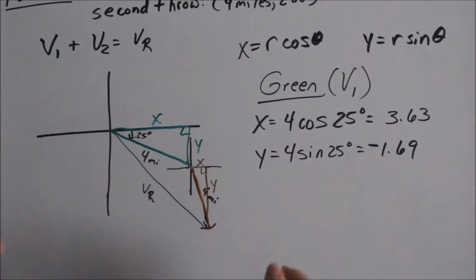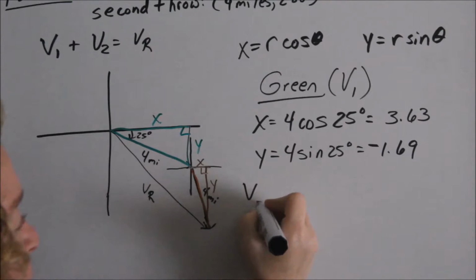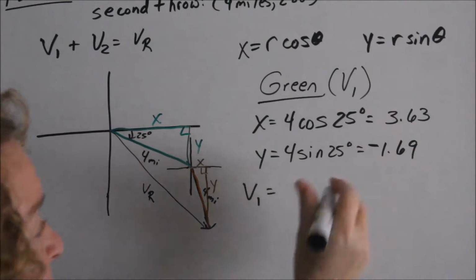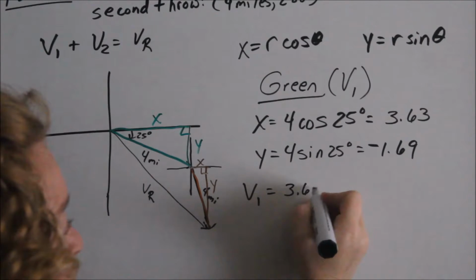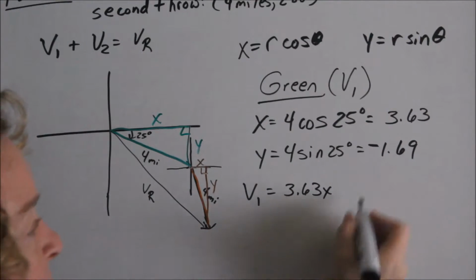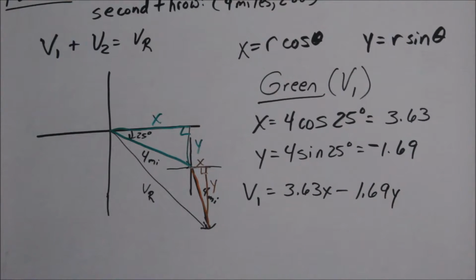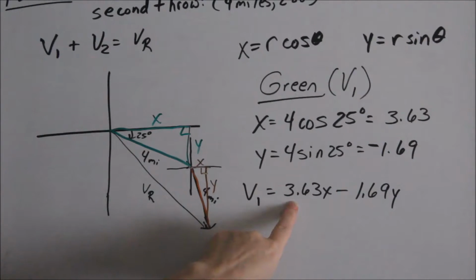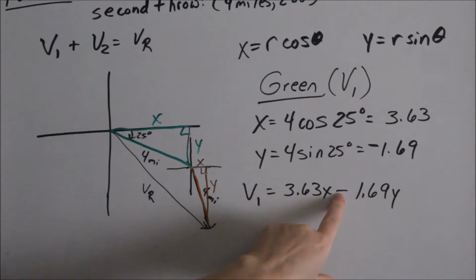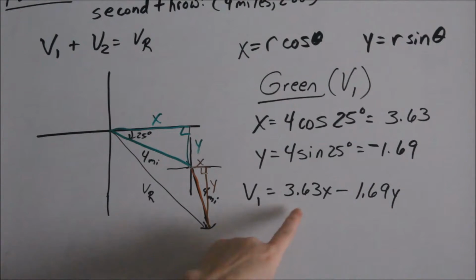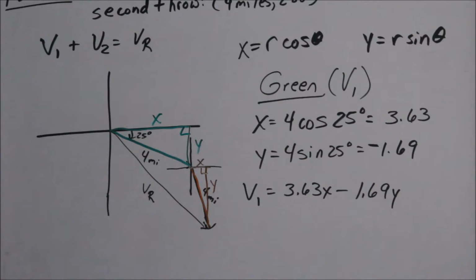So I can rewrite vector 1 with x and y coordinates. I went 3.63 in the x direction, and then I went down 1.69 in the y direction. So this vector can be written in this format, and all this is saying is a positive 3.63 in the x direction, and then negative 1.69 in the y direction. So I have now written this vector in an x and y format.